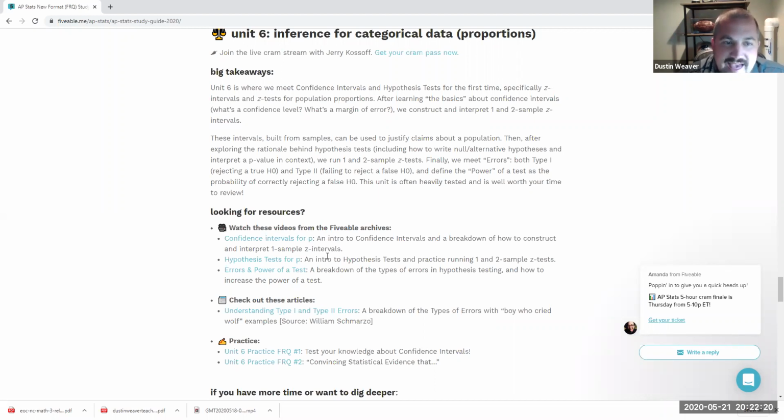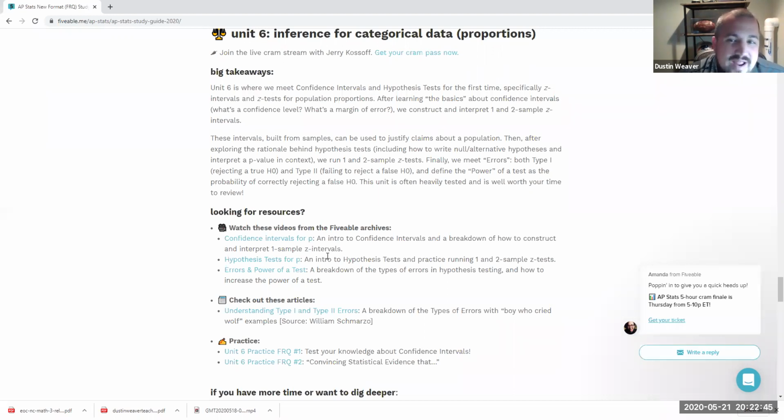After we explore that, we go to hypothesis tests, where we talk about how to write a null and alternate hypothesis. Remember, p equals, and then the alternate would be p is less than, or p is greater than, or p is not equal to the number you have in the null hypothesis. You run a 1 sample or 2 proportion Z test.